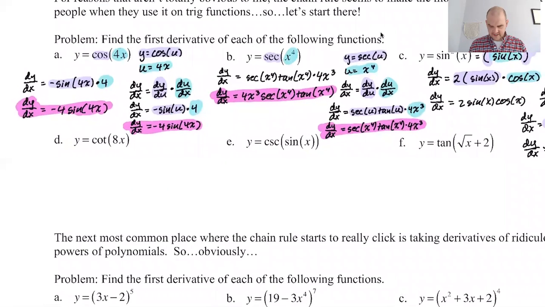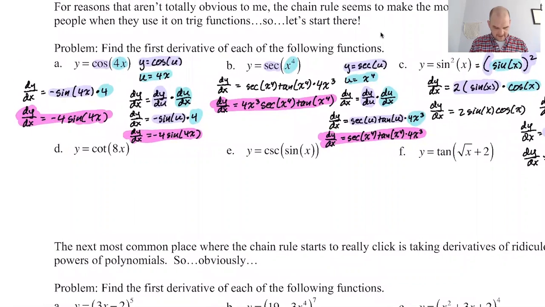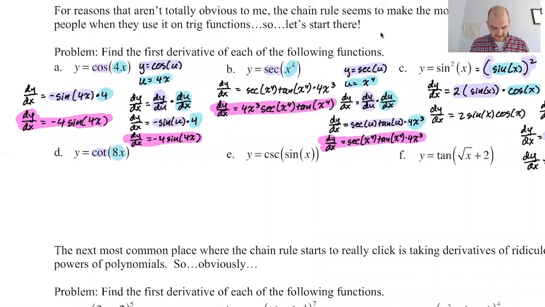So I look at this next problem and I see we're doing cotan of something, right? But what are we doing the cotan of? We're doing the cotan of 8x, right? So I do these problems by kind of thinking them through.